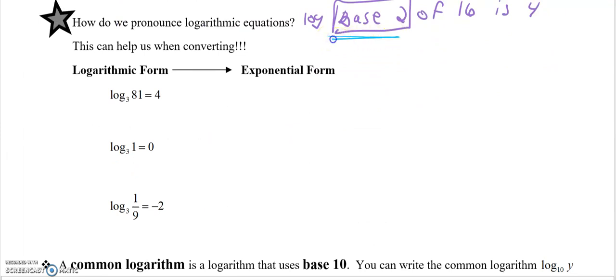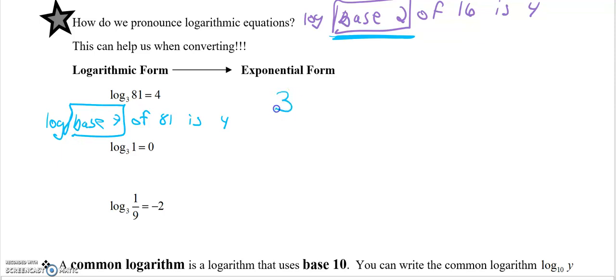And again, understanding that it says log base 2 is very helpful. So this one reads log base 3 of 81 is 4. So if I go to convert this, my base of my exponent should be 3, and then the 81 and the 4 switch sides, so the 4 becomes my exponent and the 81 goes to the other side.